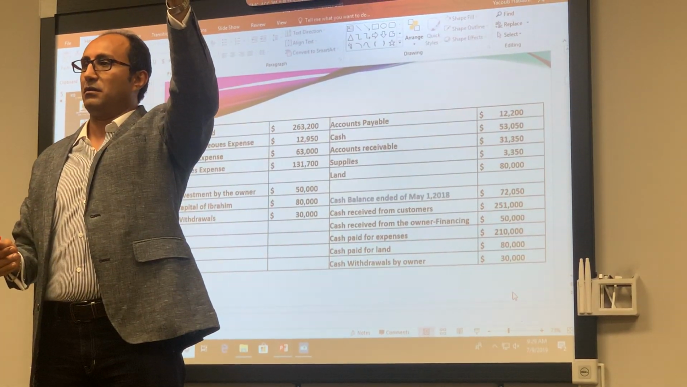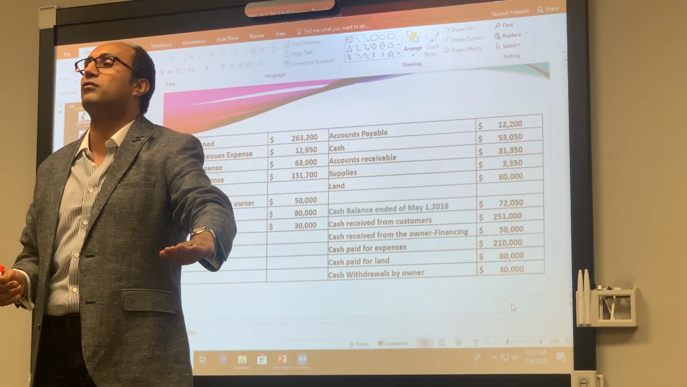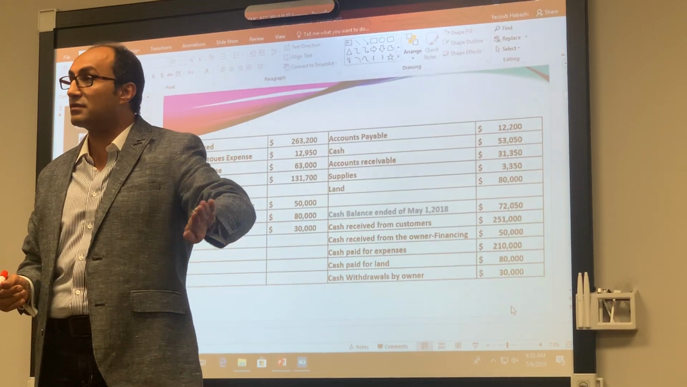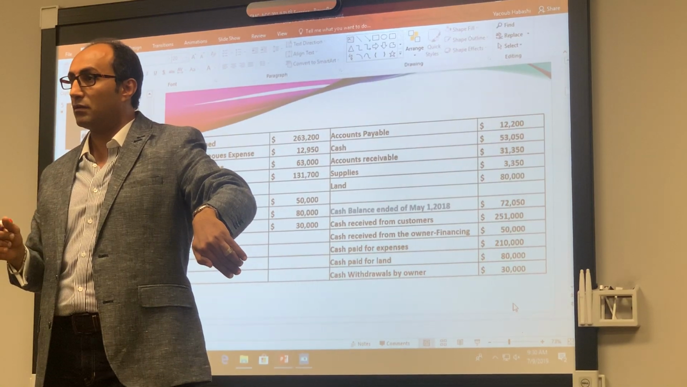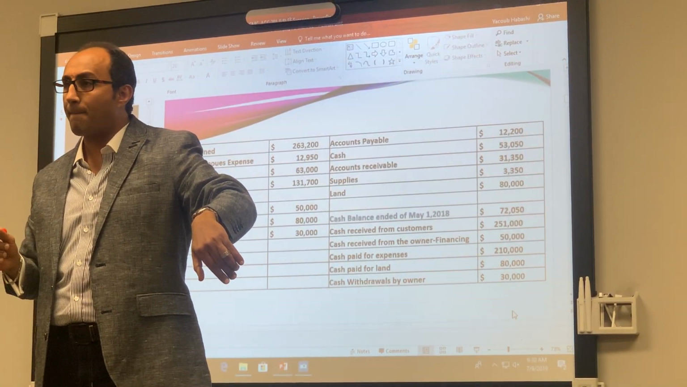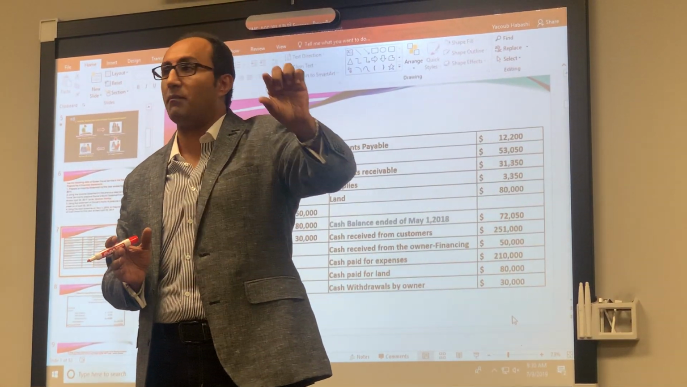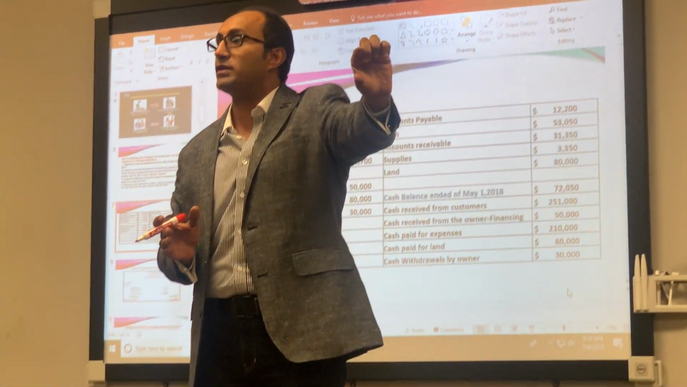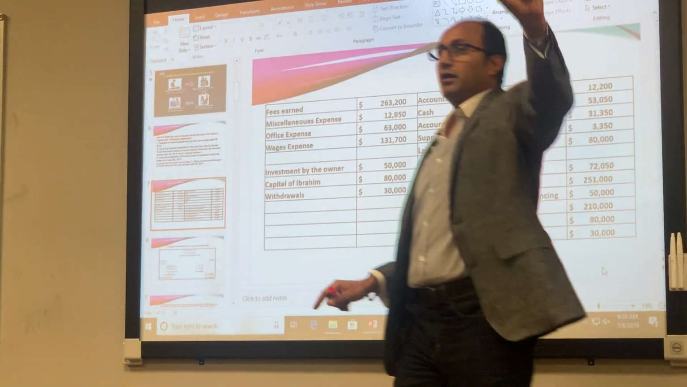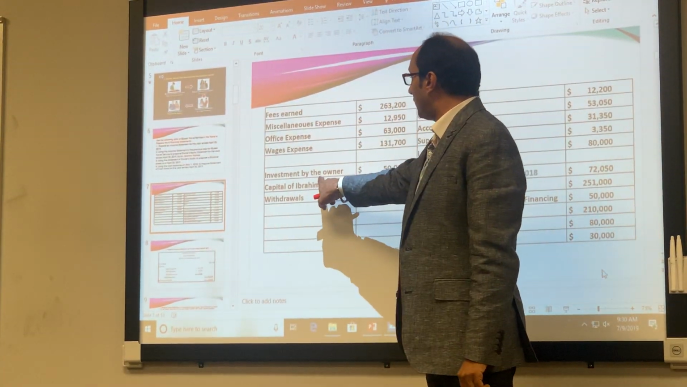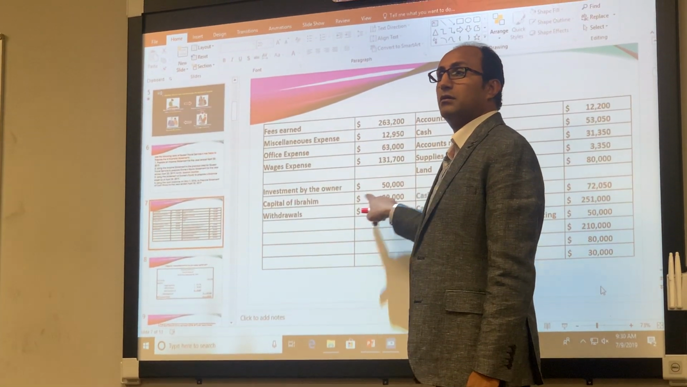No. Capital, investment, net income, and we subtract withdrawal. Withdrawal is the last one. So net income has its own section. Yes, because under net income we will put the number, net income profit or loss. With the withdraw, we will put the number for the withdraw. Capital, we will use the capital. Investment, we will use the number of investments by owner.